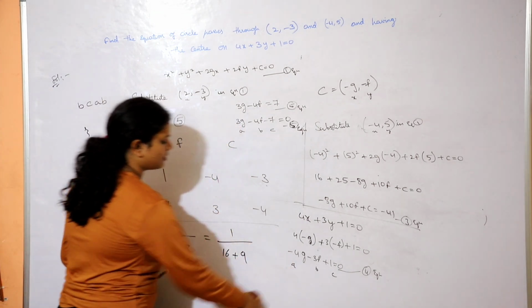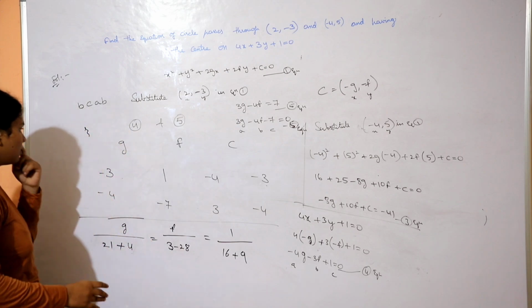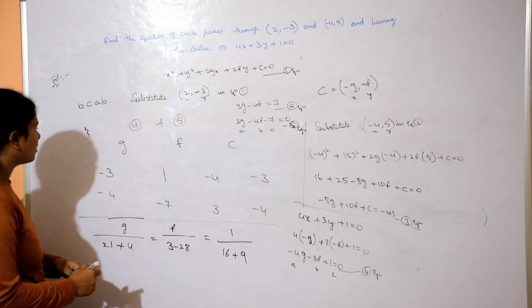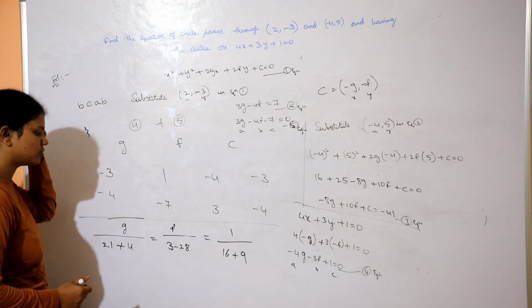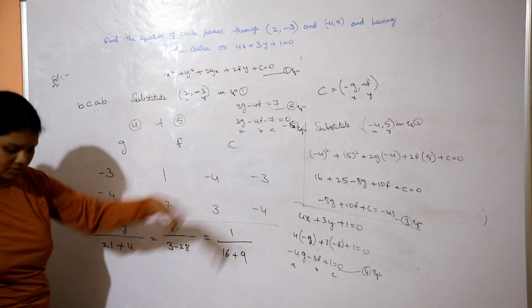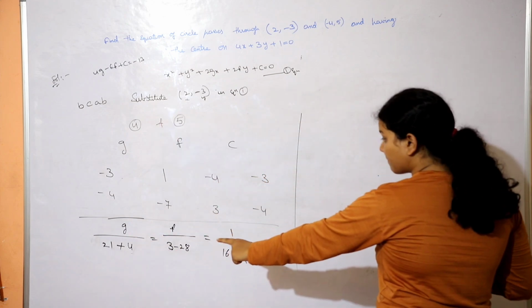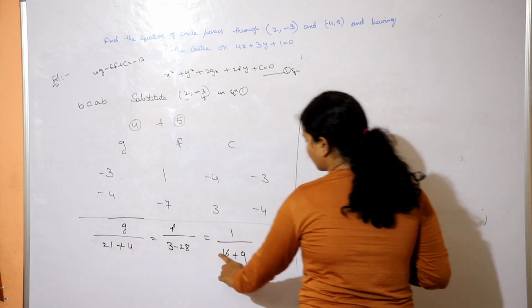If not, in the further questions, as you keep on solving this, you will definitely get it. Okay? Clear till here, guys? Now we should find out, what should we find out? Let's use this part, guys. Till here you're clear. We got g by 21 plus 4, f by this, and this by this.